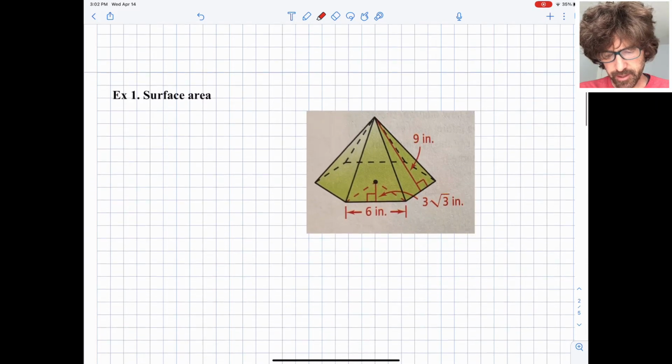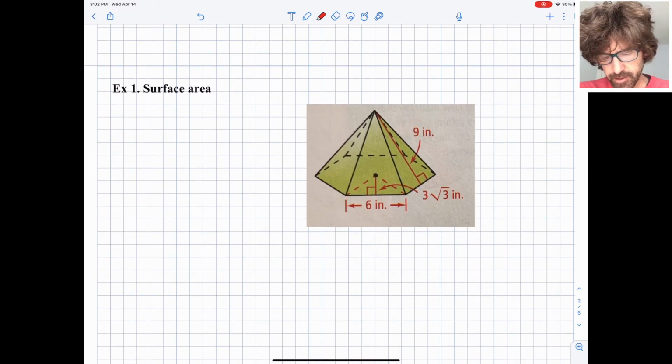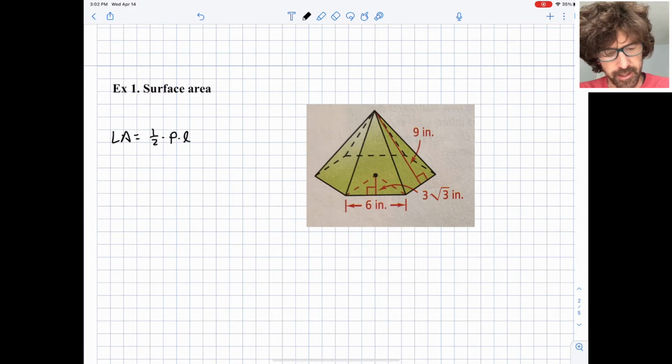Let's do an example here. So here it looks like we have a regular hexagonal pyramid. This is going to be a little bit of a tricky one, but let's do it carefully. So the lateral area is 1/2 times the perimeter times the slant height. Let's fill in what we know. The perimeter is going to be 6 times 6. There are 6 sides, each side is 6 inches long, times the slant height of 9.